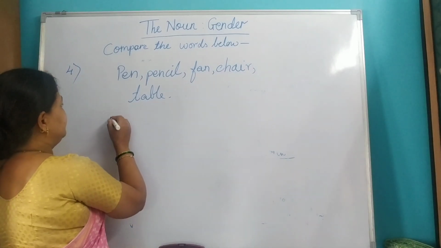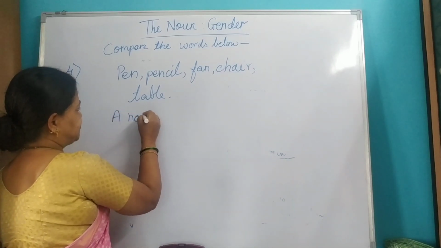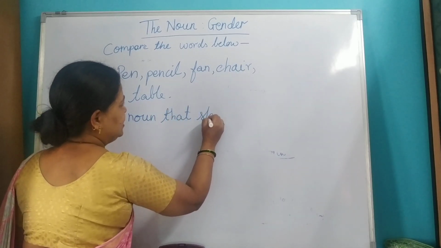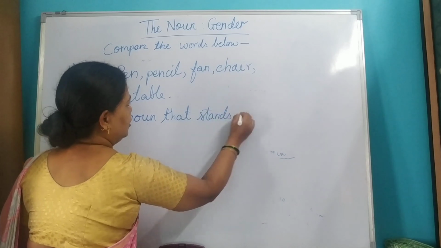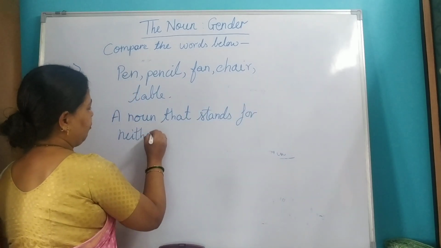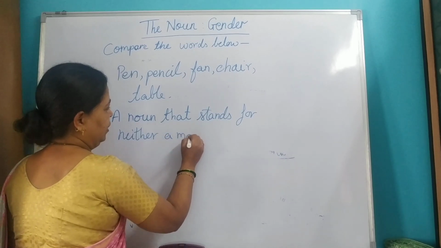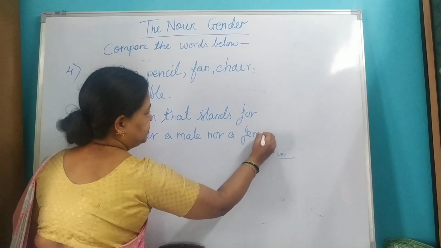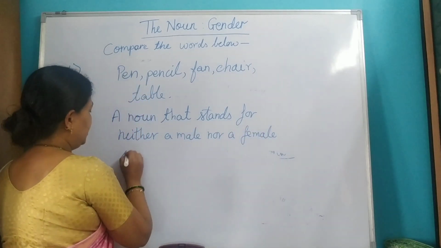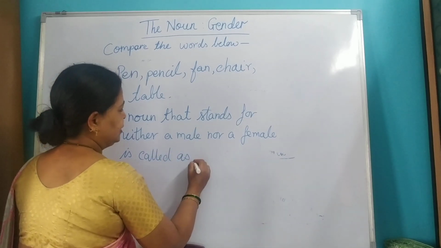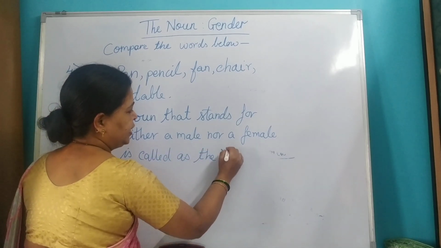Okay, so we'll write it. A noun that stands for neither a male nor a female is called as the neuter gender.